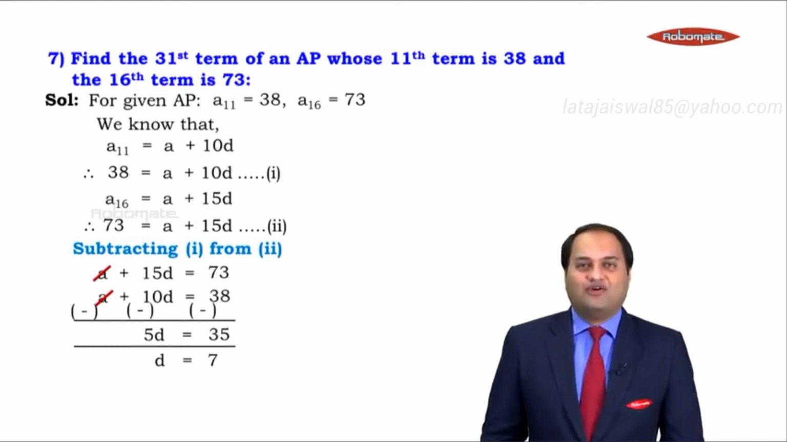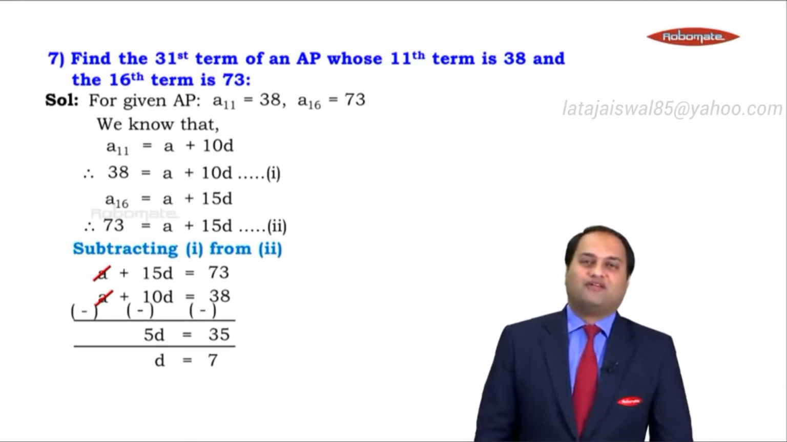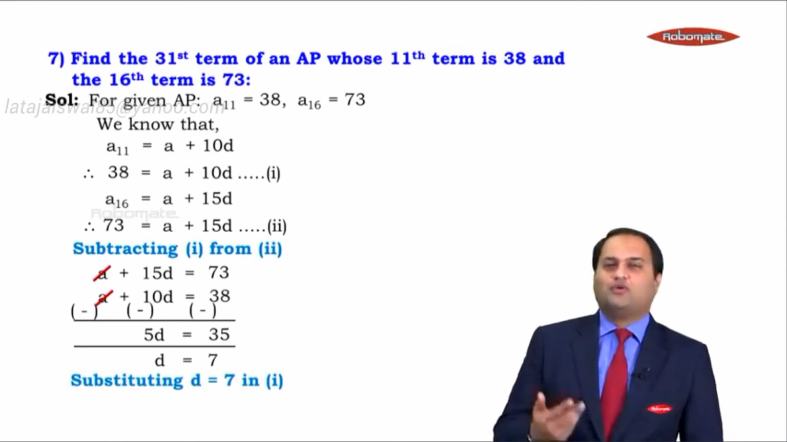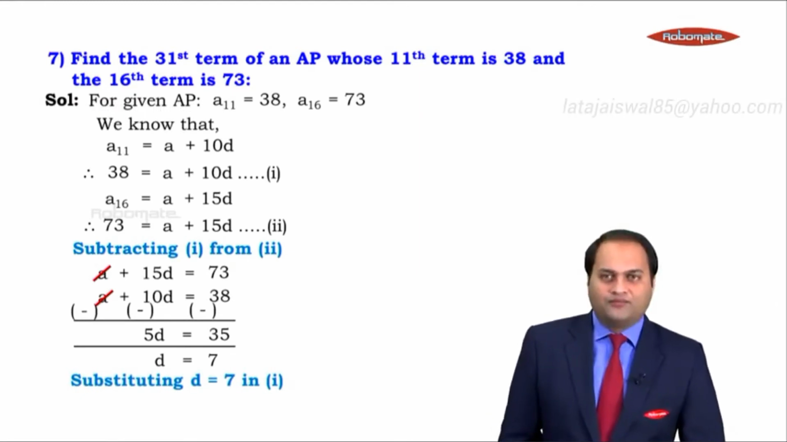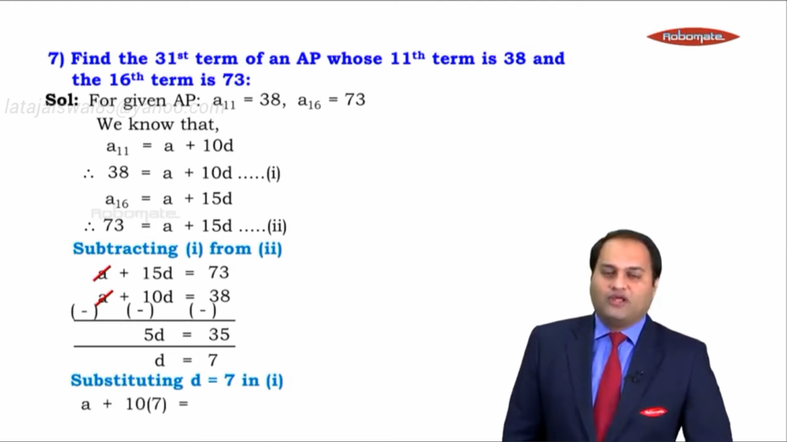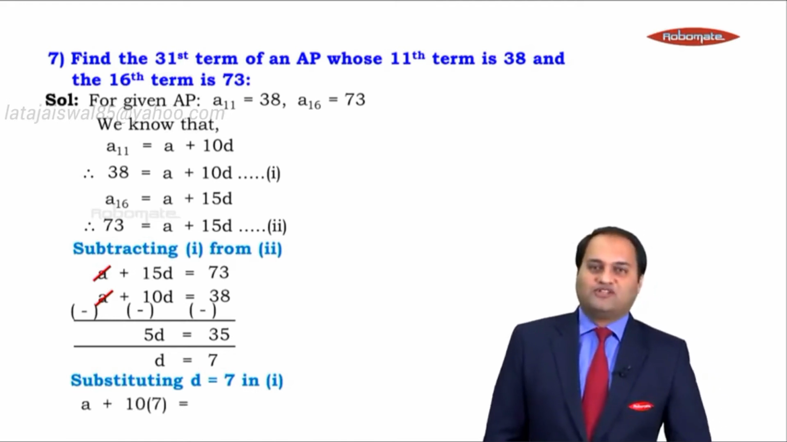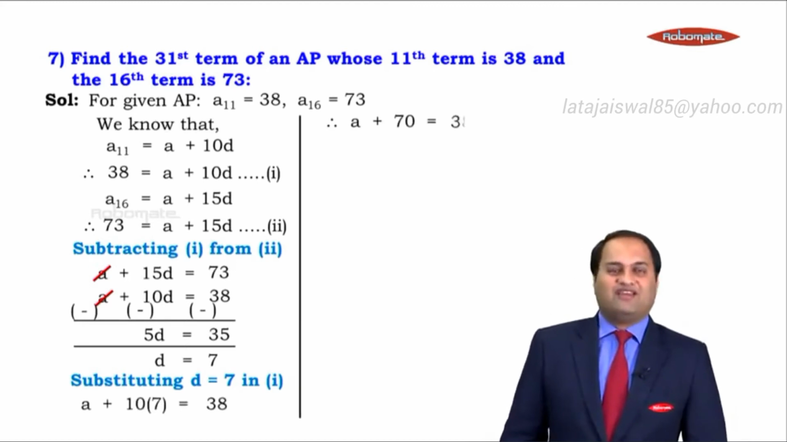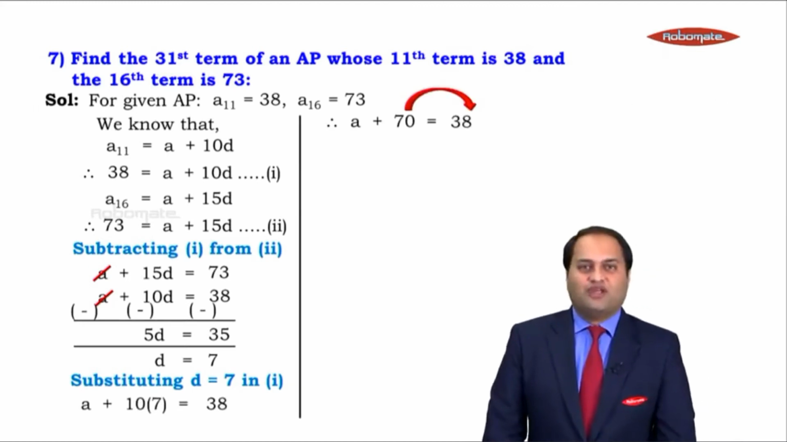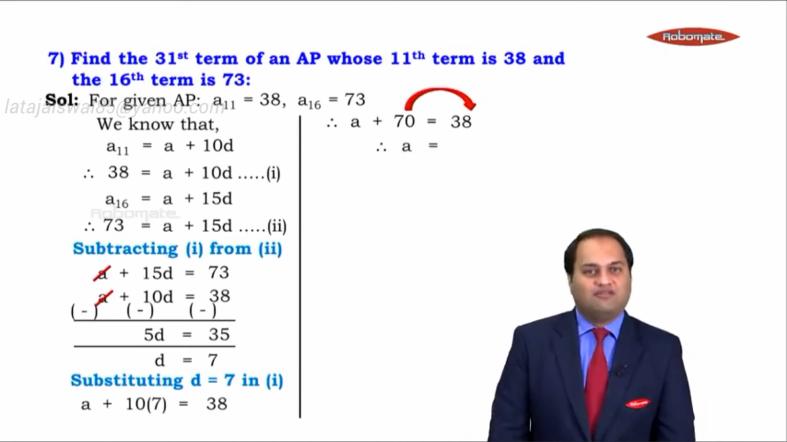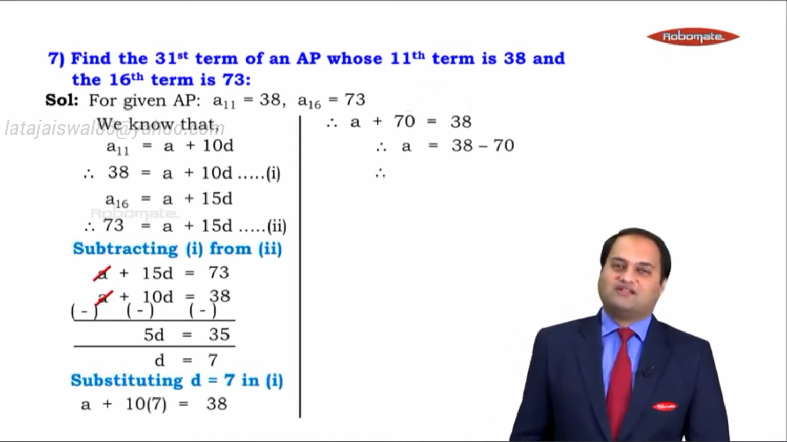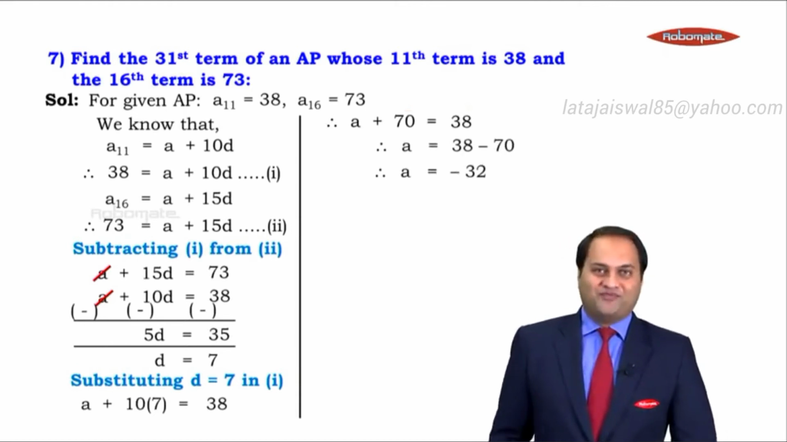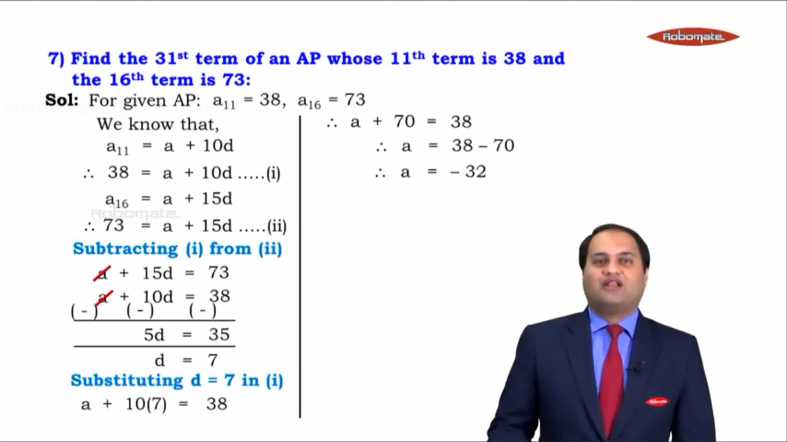Once you find the value of D, now it's time for us to find the value of A, and for that we need to substitute D in either of the two equations, say equation number 1. Let us substitute D. What do we get? We get A plus 10 into 7 is equal to 38. So we get A plus 70 is equal to 38. So we get 70 to the other side. We get A is equal to 38 minus 70. A is equal to minus 32. We get the value of A, we get the value of D.